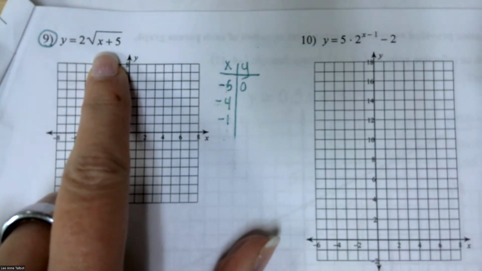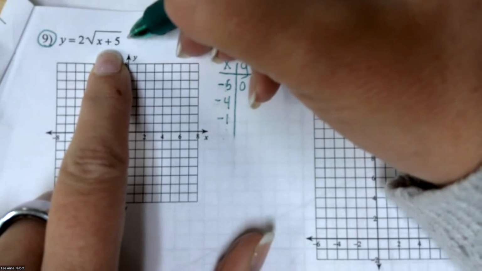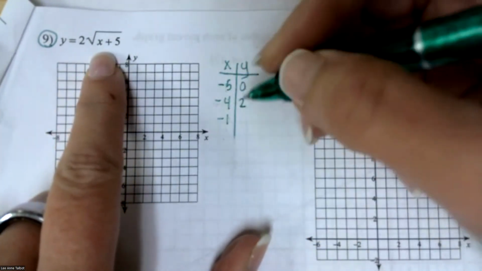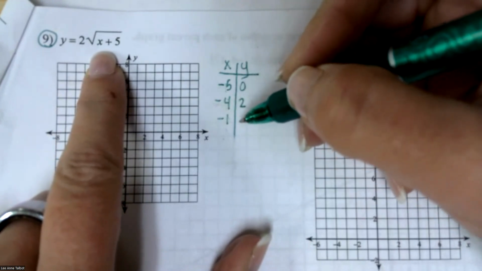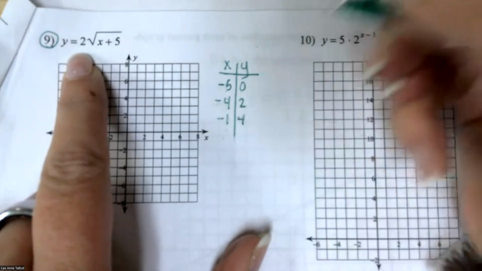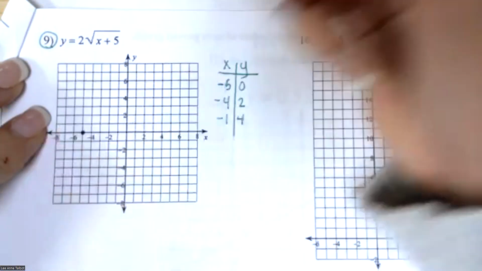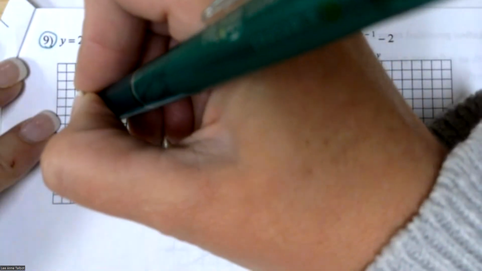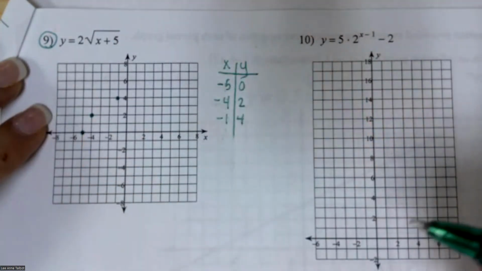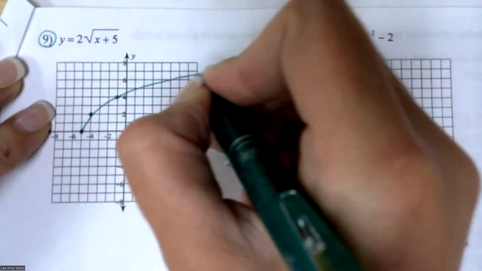So -4 plus 5 is 1. Square root of 1 is 1, times 2 is 2. -1 plus 5 is 4. Square root of 4 is 2, times 2 is 4. Okay, -5, 0, -4, 2, -1, 4. And then you can see the shape of your square root graph.